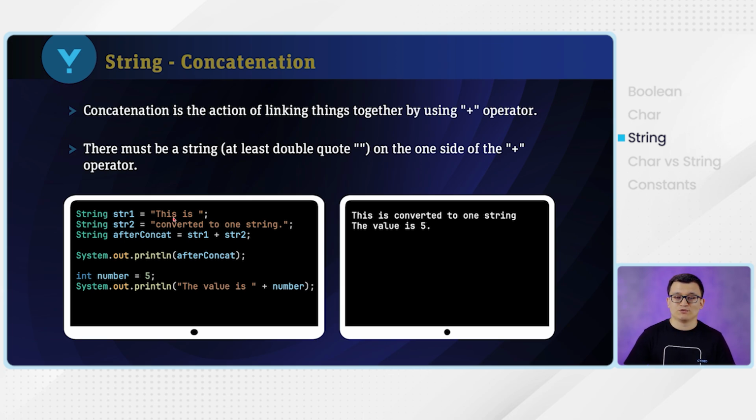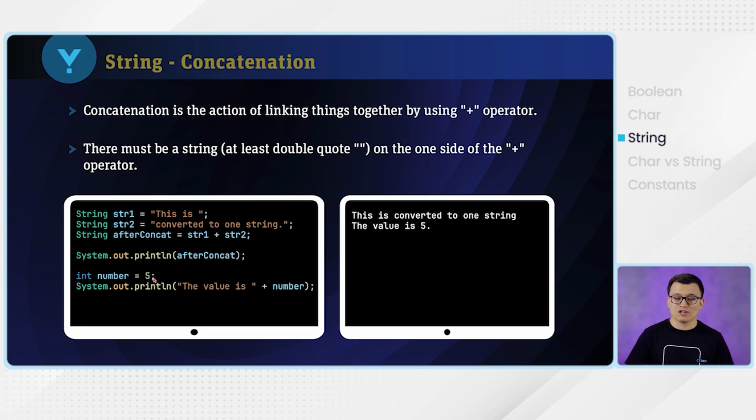Okay. For example, these are the two strings that I have. If I apply this plus operator to those two strings, then I will get the new string. The new string can be stored into a variable like after concate, for example. Okay, so when I print this after concate, it's going to display this is converted to one string, because those two strings are added.